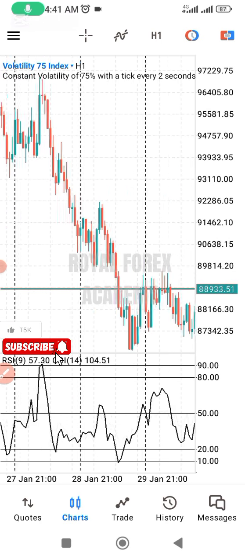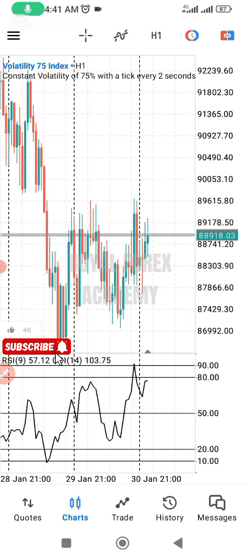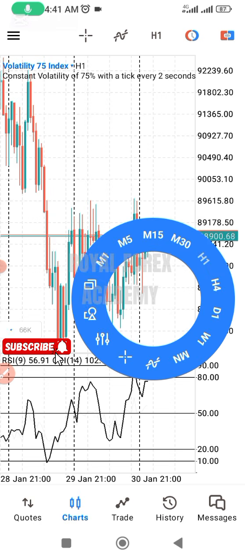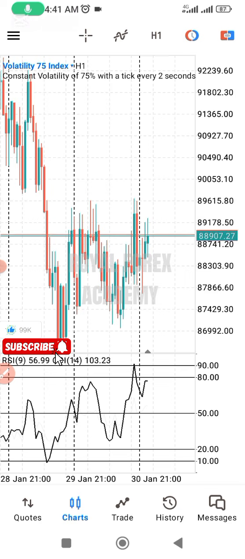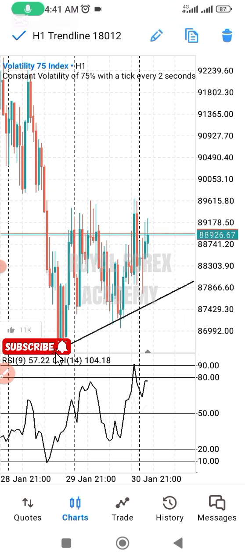Now this is a downtrend and this is Volatility 75. So at the moment, price has been ranging since yesterday and we know that we are in a downtrend. So if I look at this, it is a downtrend. All I need to do is mark out this particular formation. I will mark this out.